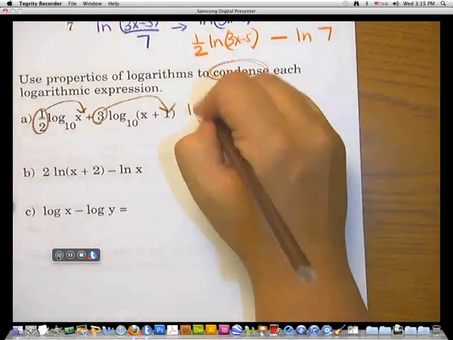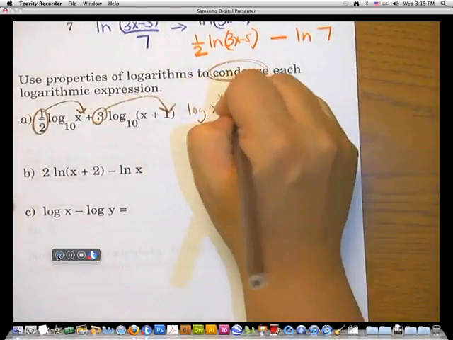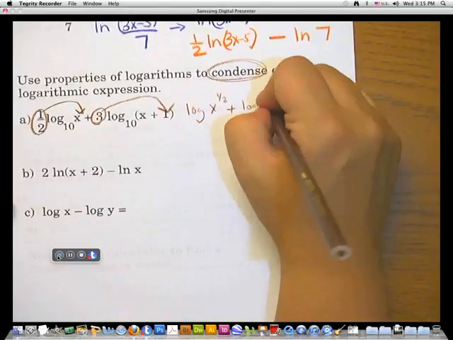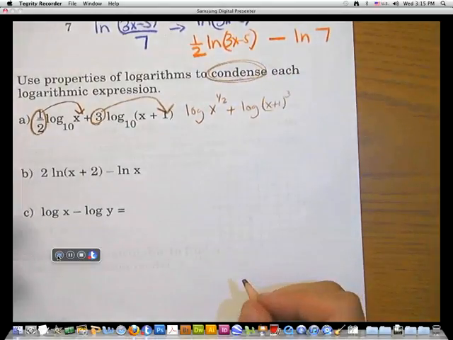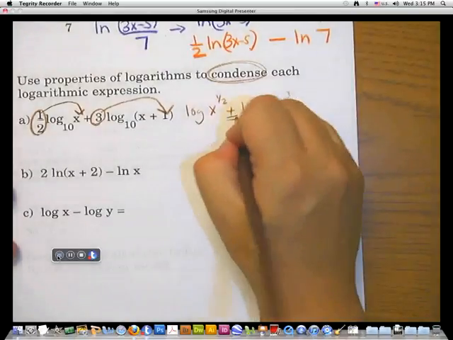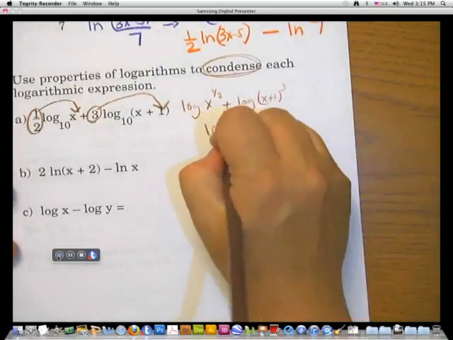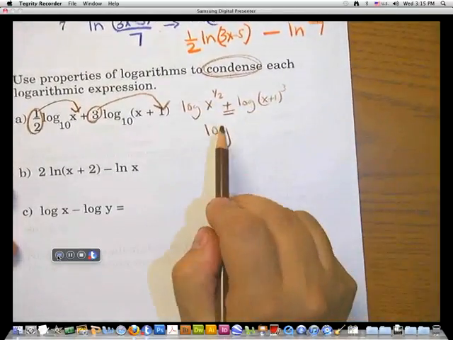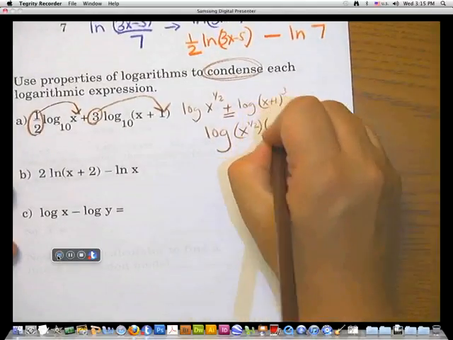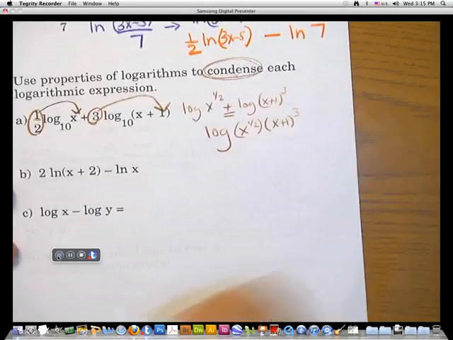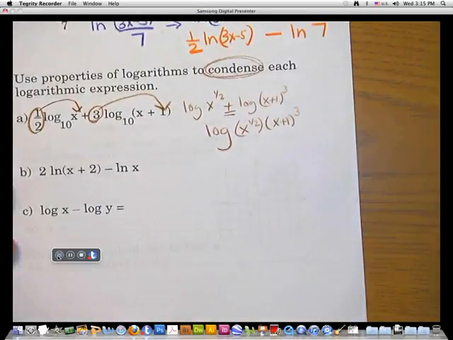Coefficients become exponents. So I have log x to the 1/2 and log x plus 1 cubed. Now, the addition means I get to combine them into 1 log: x to the 1/2 times x plus 1 cubed.